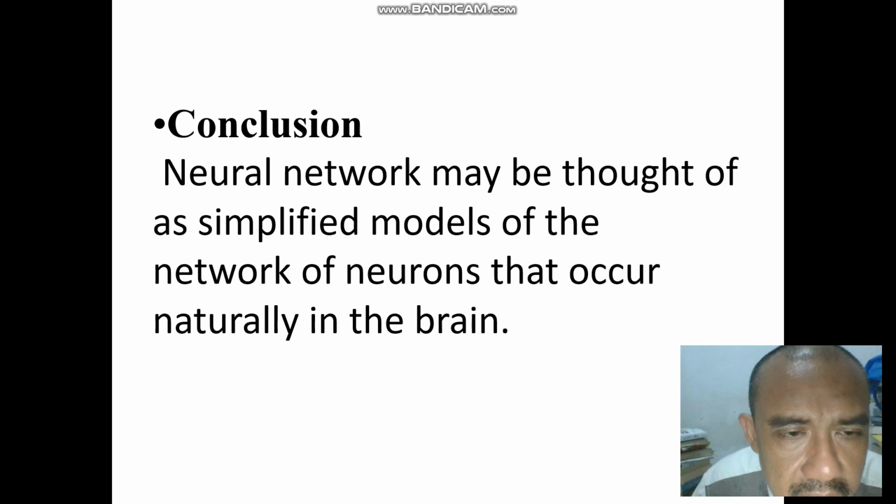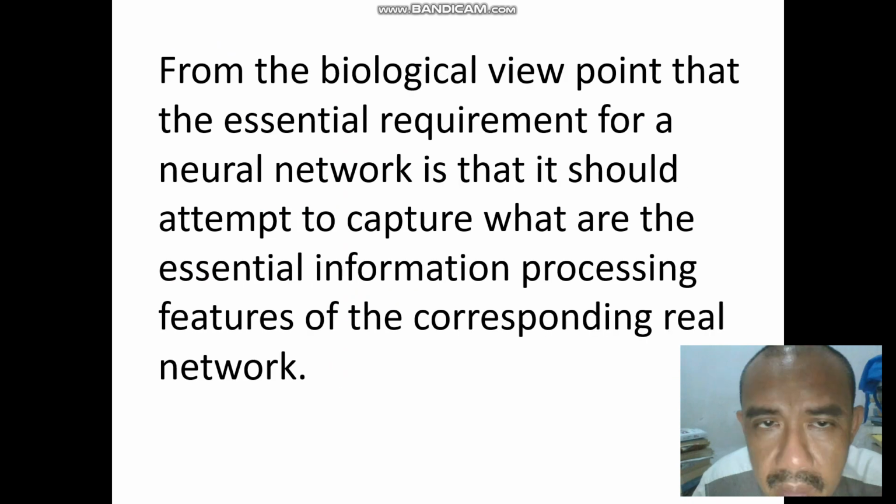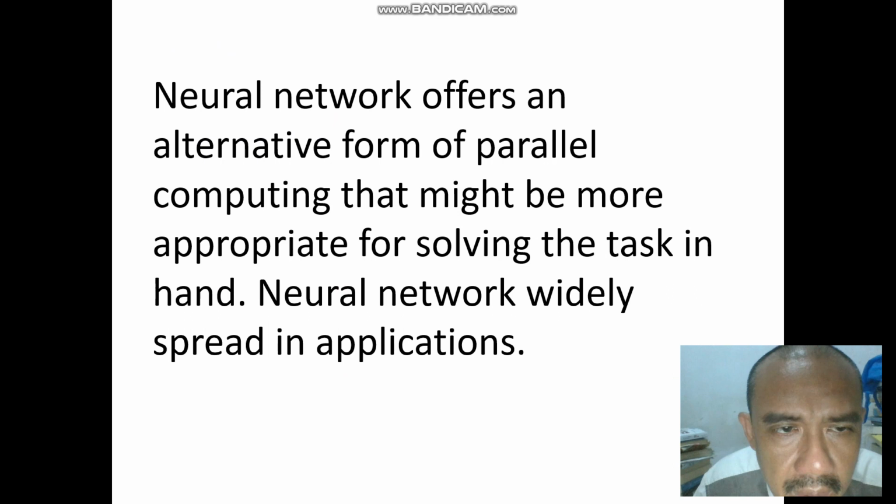Conclusion: neural networks may be thought of as simplified models of the network of neurons that occur naturally in the brain. From the biological viewpoint, the essential requirement for a neural network is that it should attempt to capture the essential information processing features of the corresponding real network. Neural networks offer an alternative form of parallel computing that might be more appropriate for solving the task in hand.